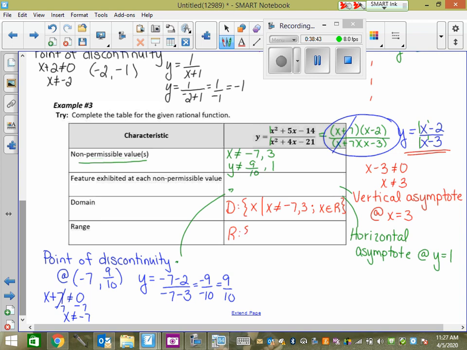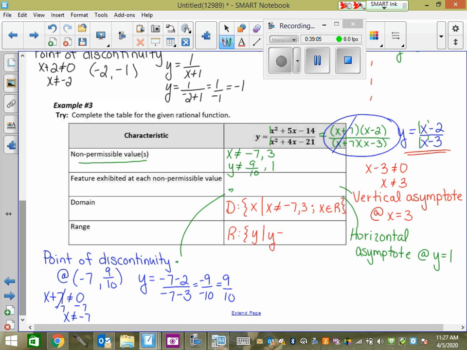Range. Where do people err? They only put the horizontal asymptote, and you guys forget the y of the point of discontinuity. Always. When I mark these, always. The horizontal asymptote will be written, but you guys will forget the y value of the point of discontinuity every time. It's just sad marking it. So we're not going to do that anymore. We're going to remember it.